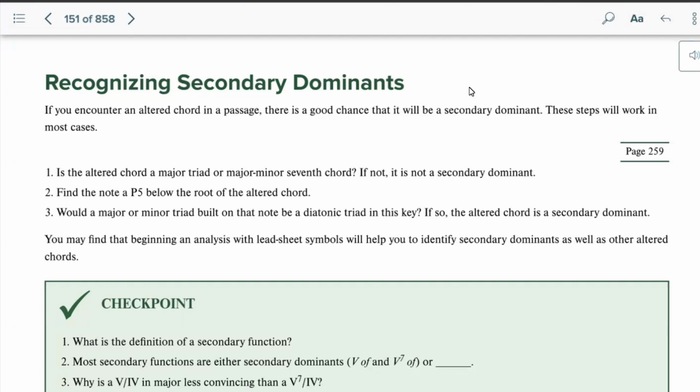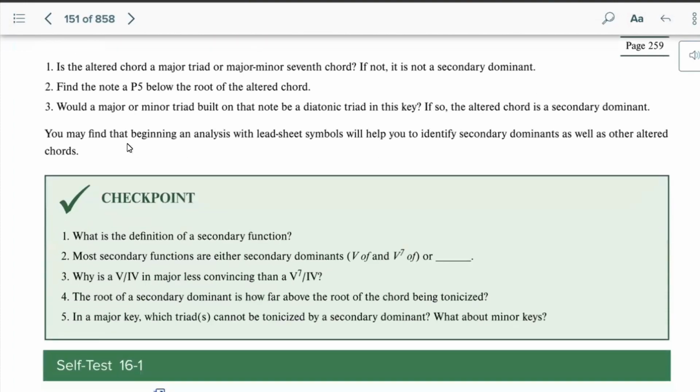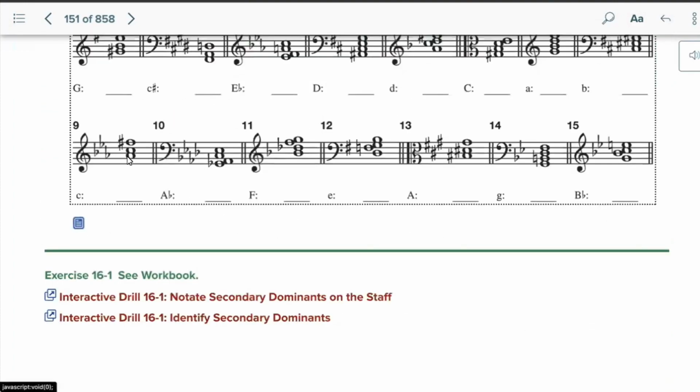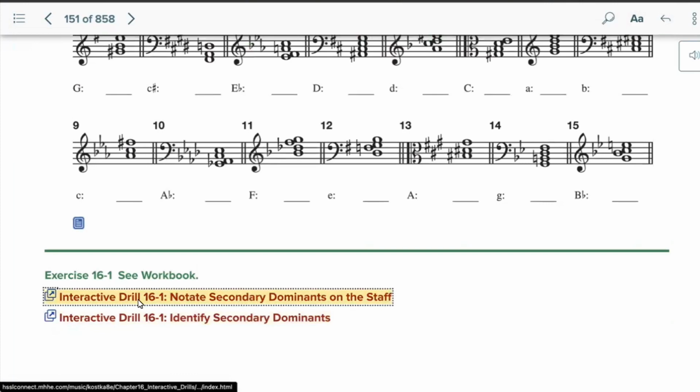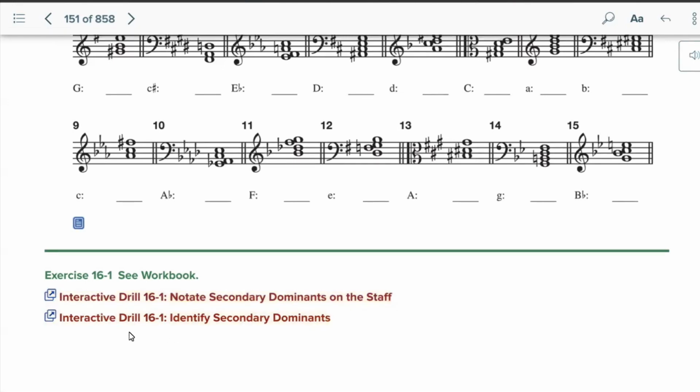I'm in Tonal Harmony by McGraw Hill, on McGraw Hill Connect. I'm on page 259 in the textbook, page 151 on McGraw Hill Connect, talking about secondary dominants. I wanted to go over the two interactive drills. 16.1, notate secondary dominants on the staff, and then I'll make another video, 16.1, identify secondary dominants.